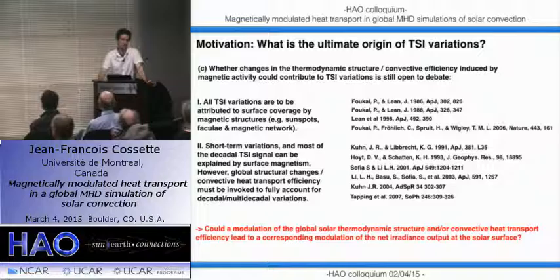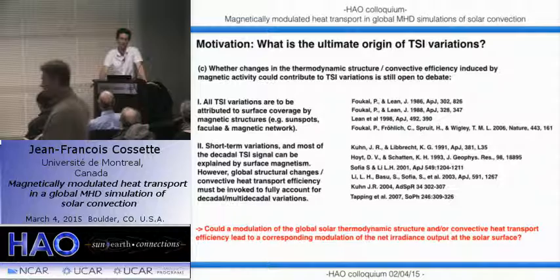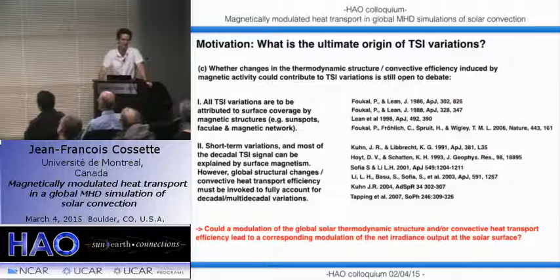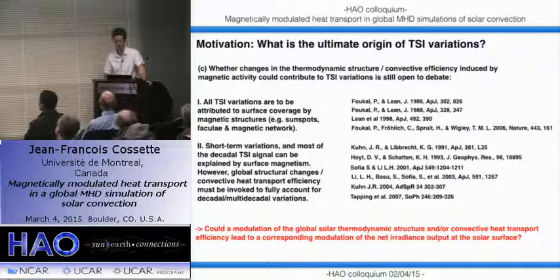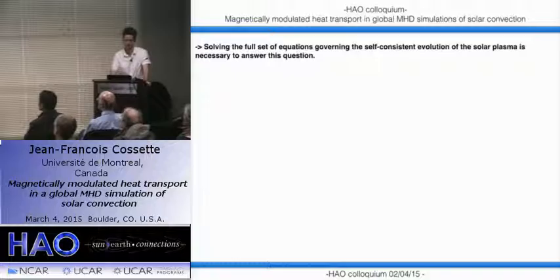For instance, the Maunder minimum. What goes on at the Maunder minimum? Would the convective heat modulation be more important in that respect, since there are non-trivial changes in the surface coverage? So that's what I'm interested in here: this question of could such an effect really occur in the sun, in the deep layers?